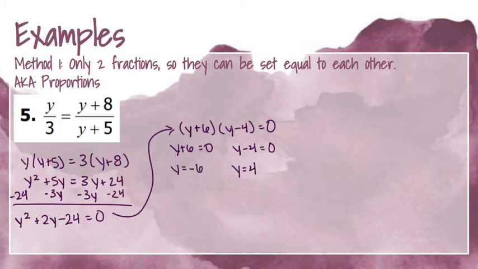All right, so then we have to make sure there's only one denominator with a variable in it. Do either of these make this equal 0? No, they do not, so they are both valid answers. And the reason that the denominator can't equal 0 is because you can't divide by 0 in math.